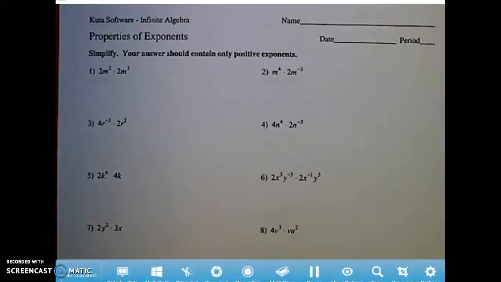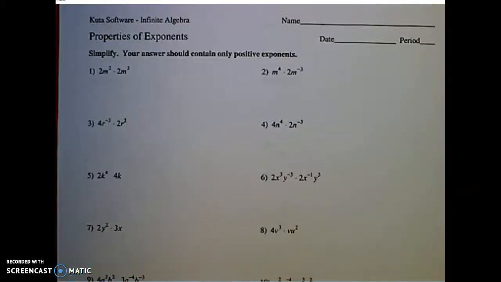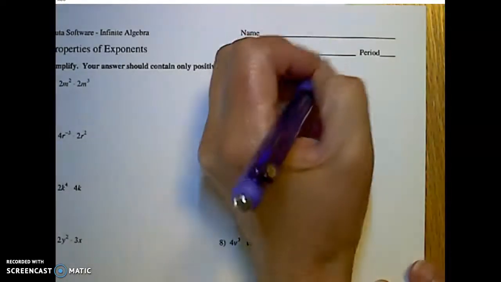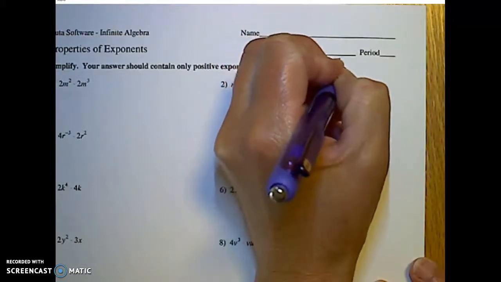Hello, Honors Math 2. We're going to spend the first day of these last two days we have together reviewing some properties of exponents. I'm just trying to think of things that will help you next year in Honors Math 3, and I'm thinking properties of exponents and some factoring practice is probably the best way to spend these last couple days.